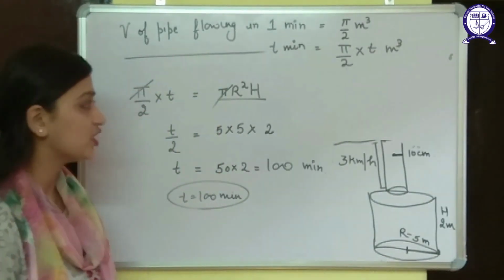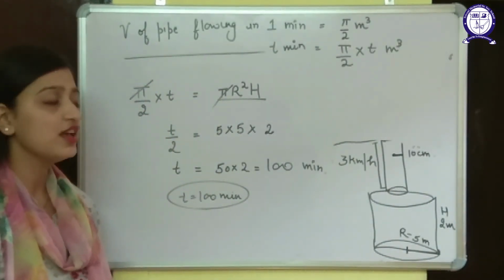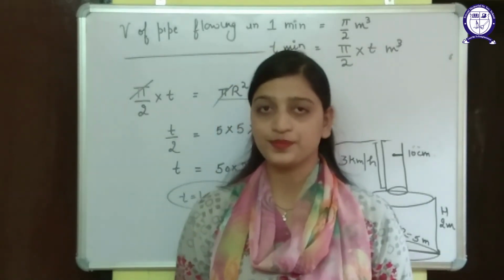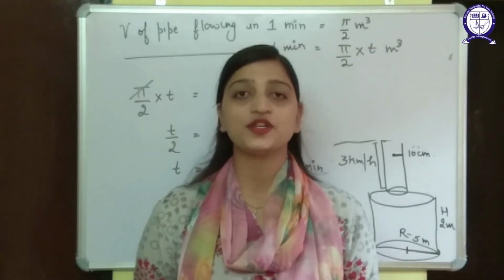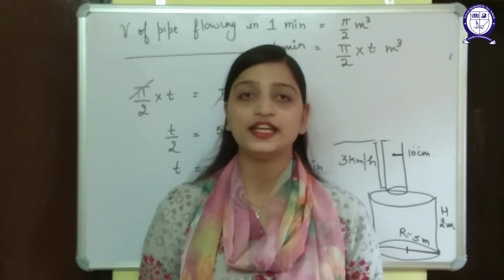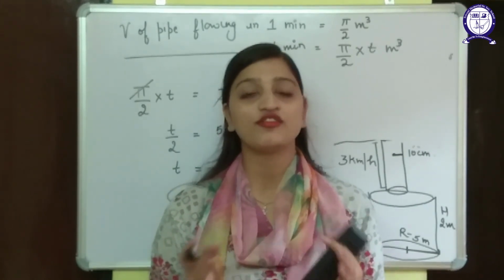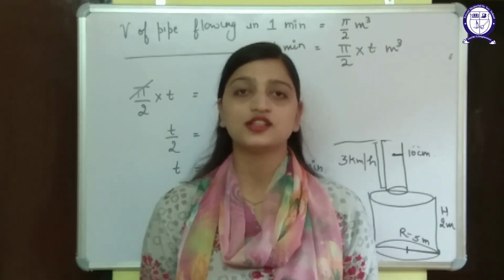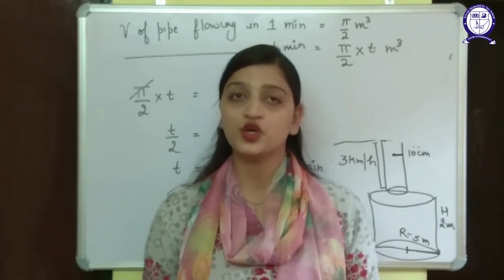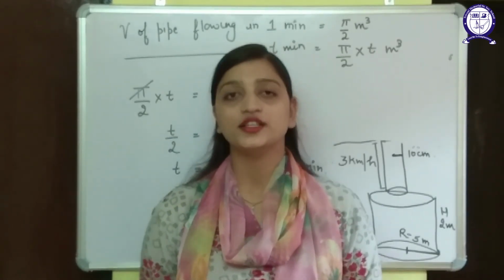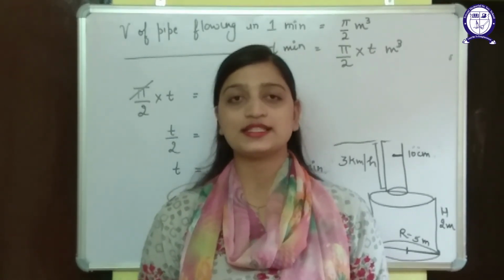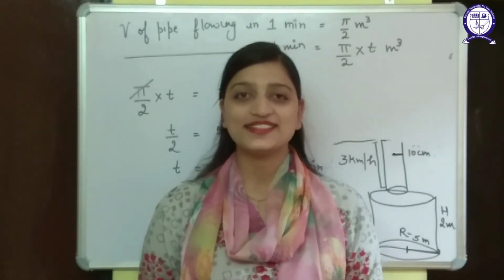Okay, so these were the questions of this exercise. So this is where our chapter 13 ends. In this chapter we learned about the surface area and volume of combinations of different solids, and in the third exercise we learned about conversion of one solid to another solid. So I hope you understand this chapter. Keep practicing and thinking.